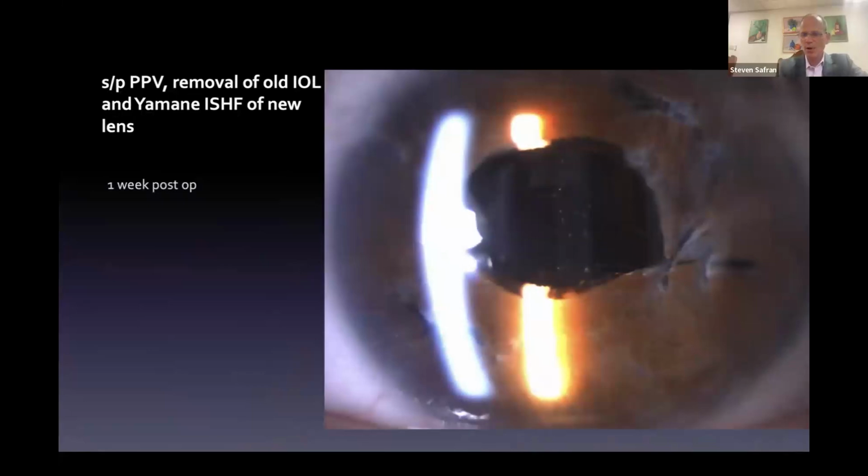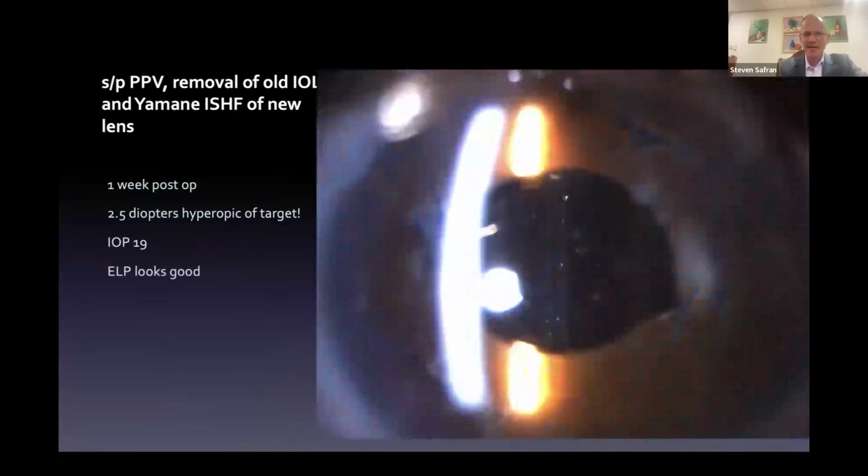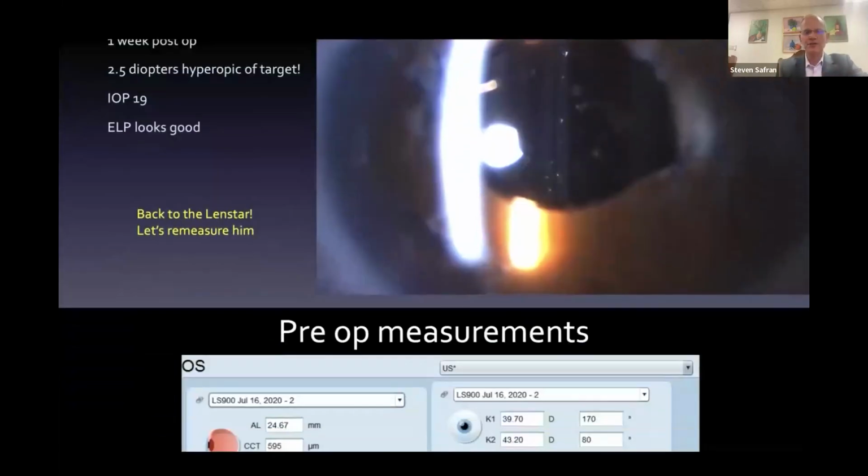And this is what he looks like 1 week post-op with the new lens. But he's 2.5 diopters hyperopic of target. His pressure's fine. He never had hypotony. His effective lens position looks fine. The lens is sitting where it's supposed to be. So let's take him back to the Lenstar and remeasure him.